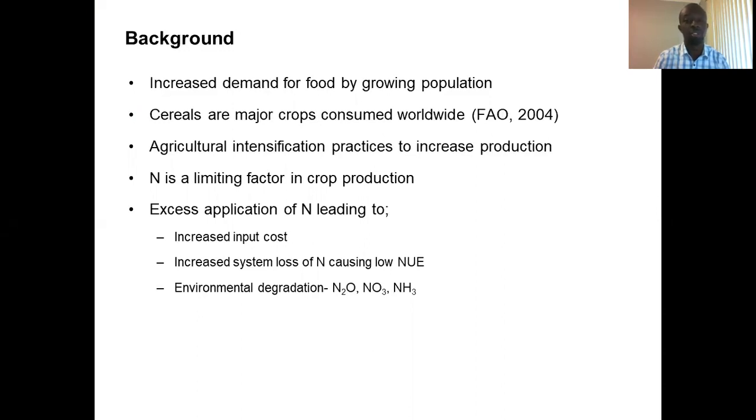And when we have these system losses, then there's environmental degradation, whereby different forms of nitrogen enter the environment, like nitrous oxide, which depletes the ozone layer. And also we have nitrates, which leach to water bodies, causing eutrophication. And then we have ammonia, which leads to air pollution and the formation of acid rain.